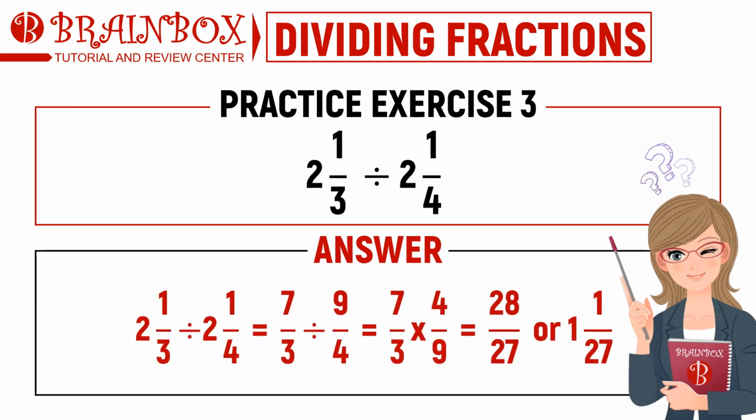Time is up. The correct answer is 1 and 1/27. In our last case, this concerns dividing mixed fractions. First, we have to convert the fractions to improper fraction. The new equation would be 7/3 divided by 9/4. Then, we invert 9/4, and that would give us 4/9. After which, we can now proceed to multiplying the numerators and denominators. The product will be 28/27 or 1 and 1/27.